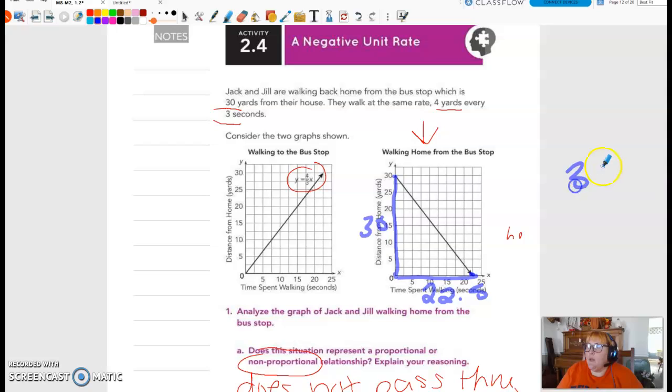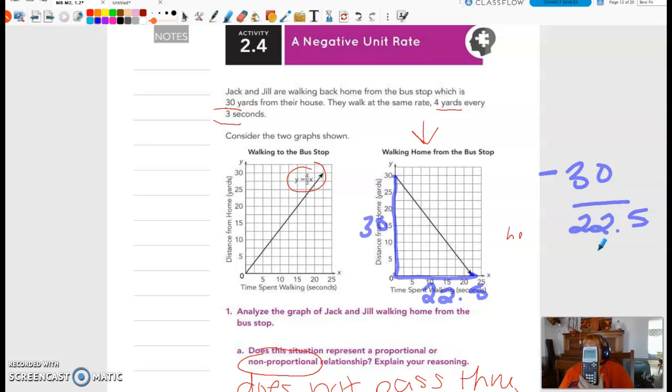So if we do 30, but we went down 30, so it would make it negative, and then we went to the right, 22.5. So that's where you're going to want to take your calculator, type that into your calculator, and hit that math button that's under the green alpha key. So negative 30 divided by 22.5, and I get negative 1.33 repeating. Math, enter, enter, and I get the negative 4/3. You can see it in the window on my camera.